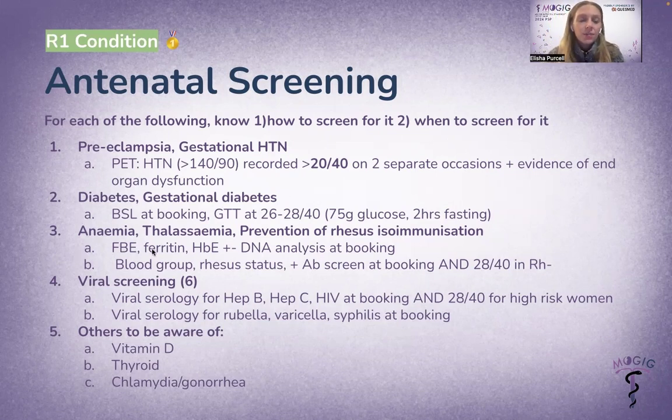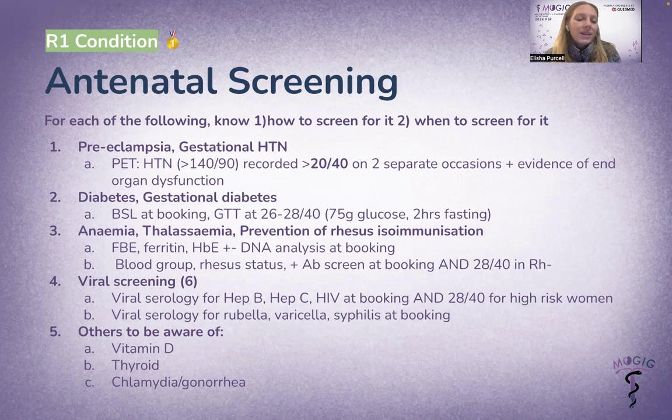All right, things that I think are important with antenatal screening. For each of these conditions below, it's really important that you know, one, how to screen for it, and two, when to screen for it, as in when in your antenatal schedule. First we've got preeclampsia, and with that you also have to consider gestational hypertension. Importantly, the definition is hypertension recorded after 20 weeks gestation on two separate occasions, plus evidence of end organ dysfunction, which involves a whole list of things.